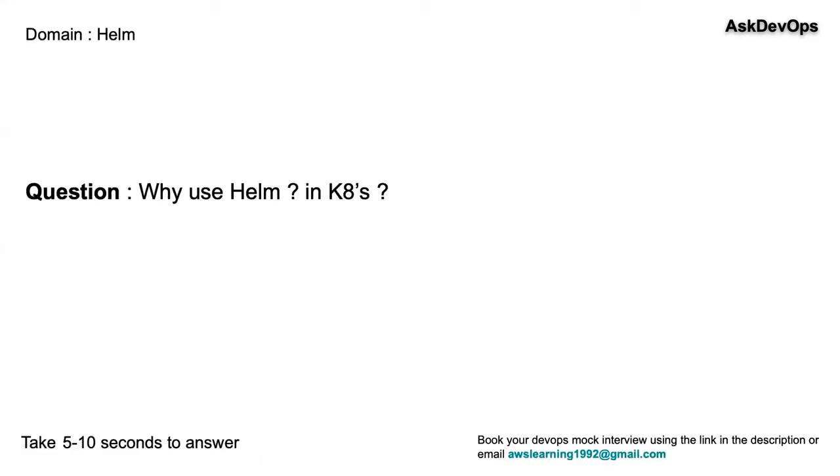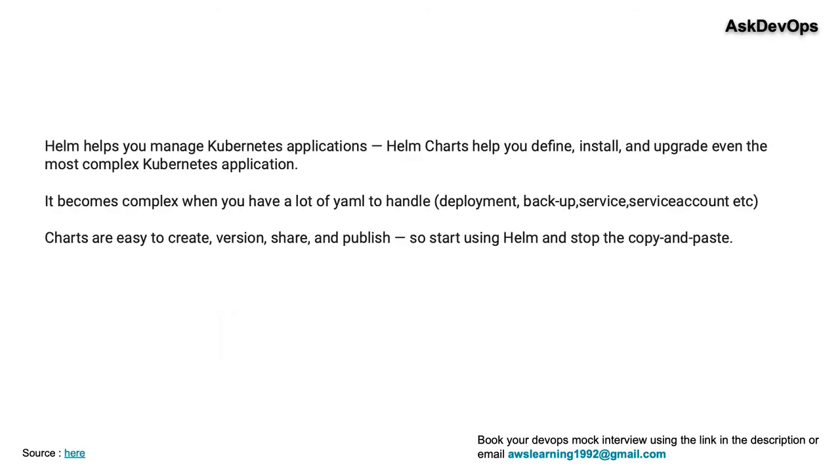And the first question is coming from the domain Helm. The question is, why use Helm in K8s? Think about this topic a bit and how would you answer this in the interview? Well, first of all, let us try to understand what Helm is. Helm helps you to manage your Kubernetes application. It does this via what we call Helm charts, which you can define, install, and upgrade, and you can maintain your Kubernetes application very easily.